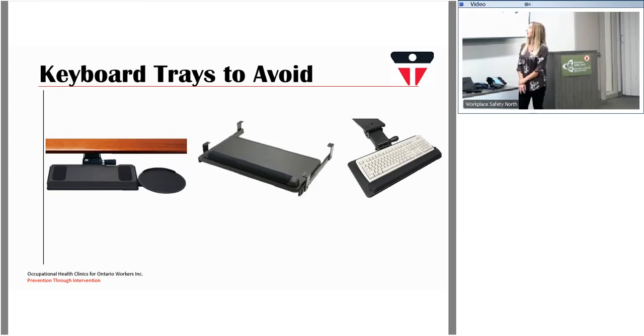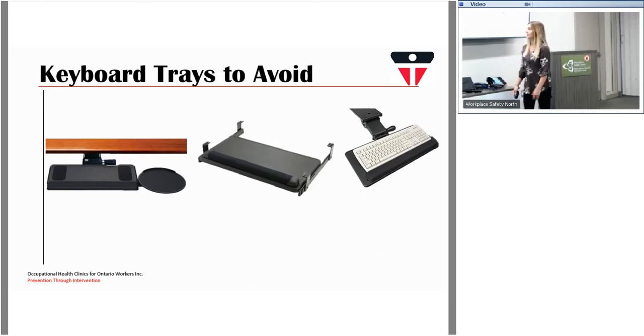And the third example here doesn't actually have room for a mouse. So you can see that the keyboard fits nicely on the tray. But what would happen in this situation is the user would end up putting the mouse on top of the desk, which would end up being too high.